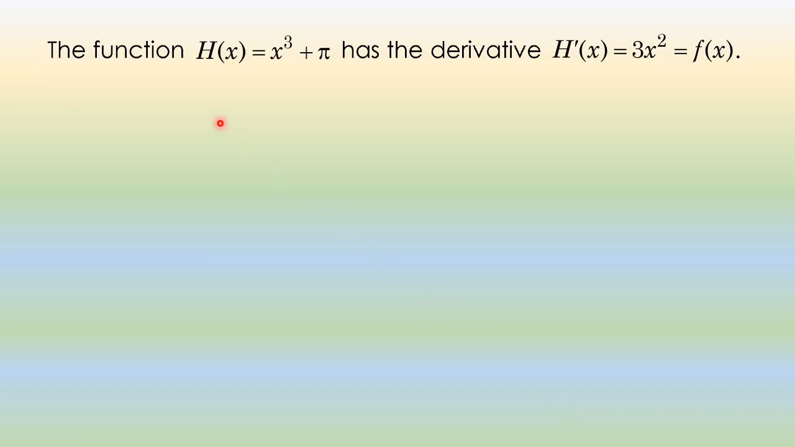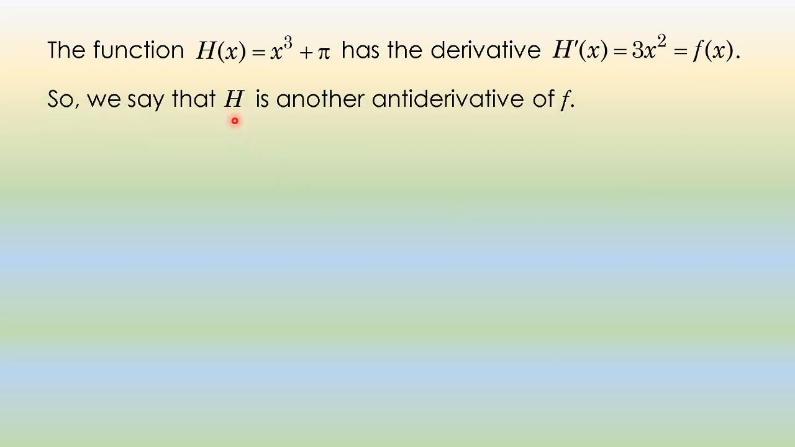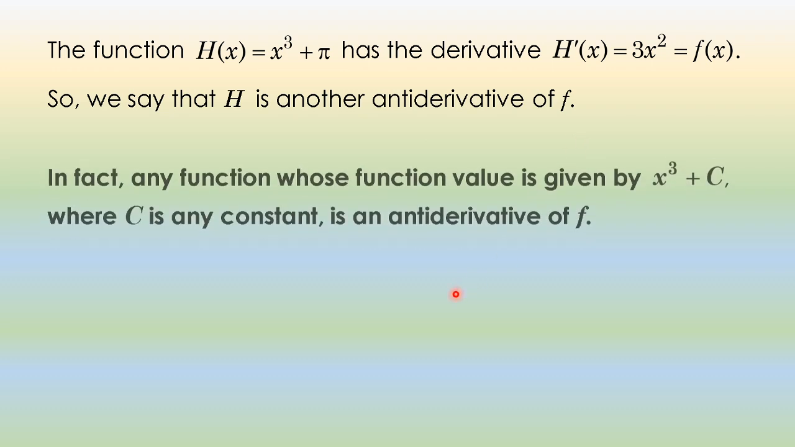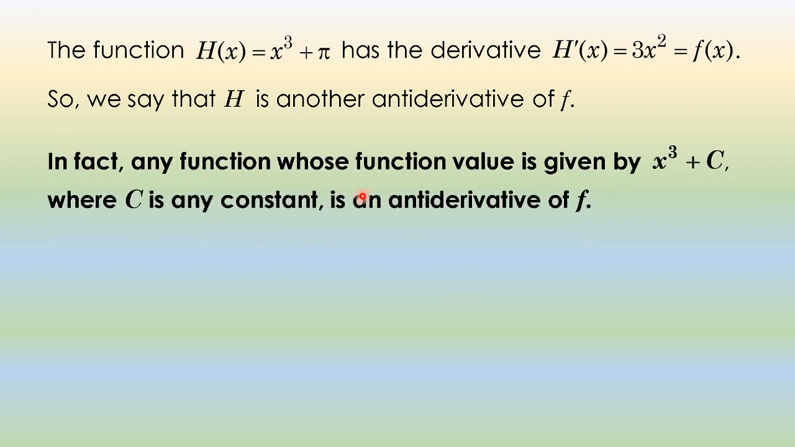Let us have one more function denoted by big H of x, which is equal to x cubed plus pi. Its derivative is 3x squared plus 0, which is also the small f of x. So we say that big H is another antiderivative of small f. In fact, any function whose function value is given by x cubed plus c, where c is any constant, is an antiderivative of small f.